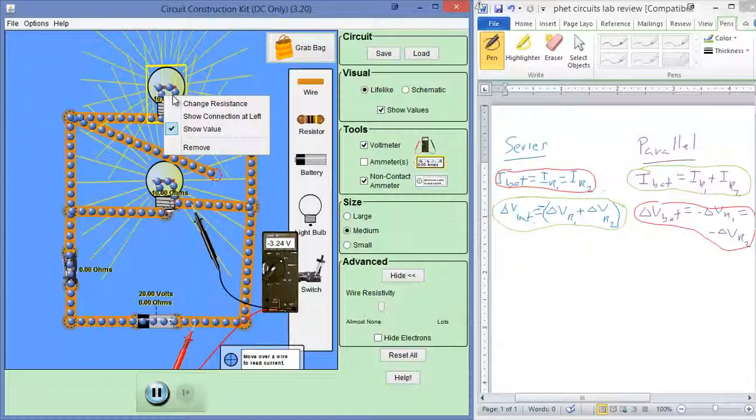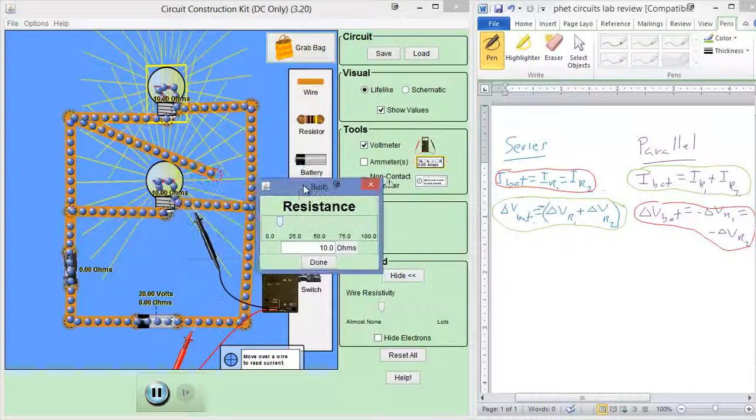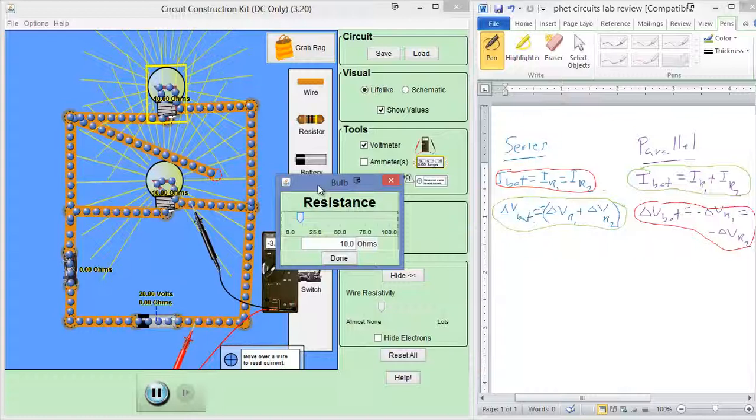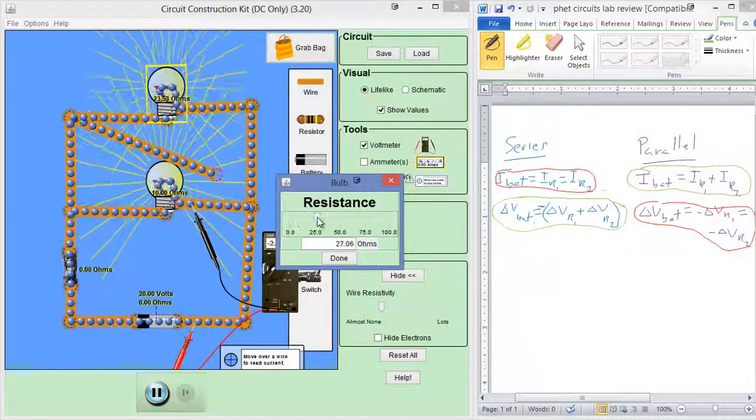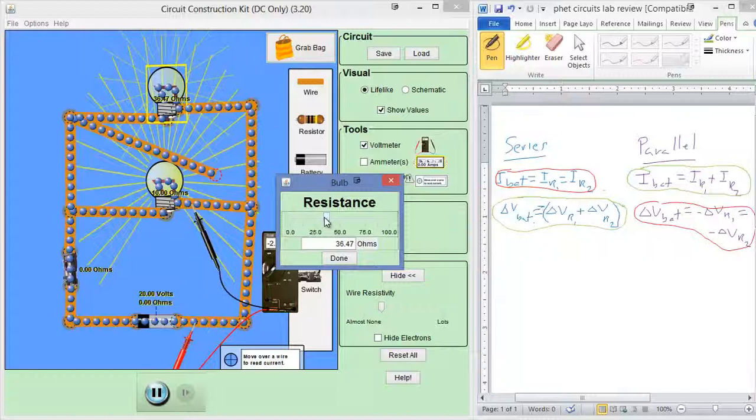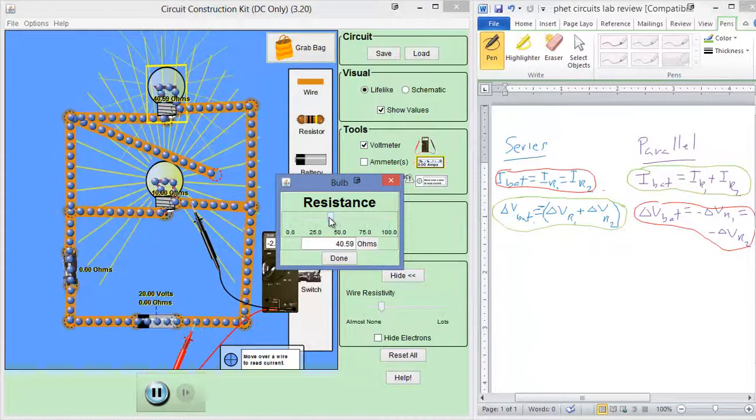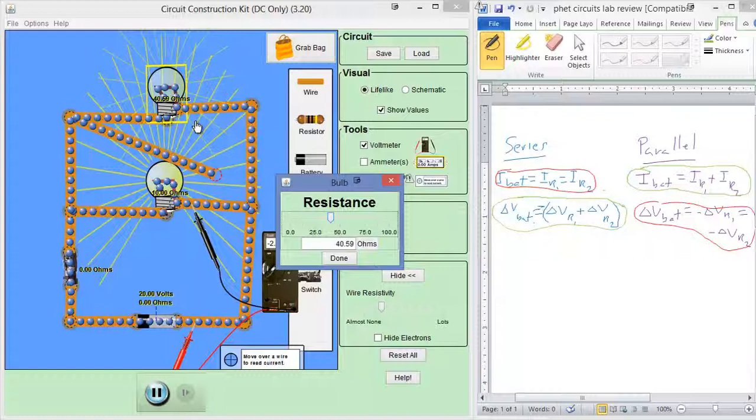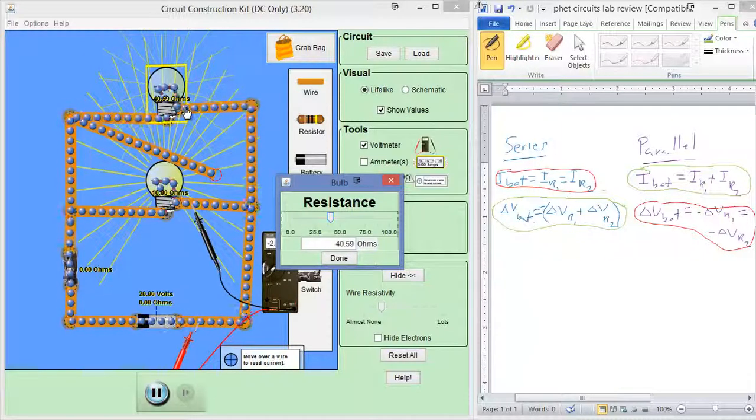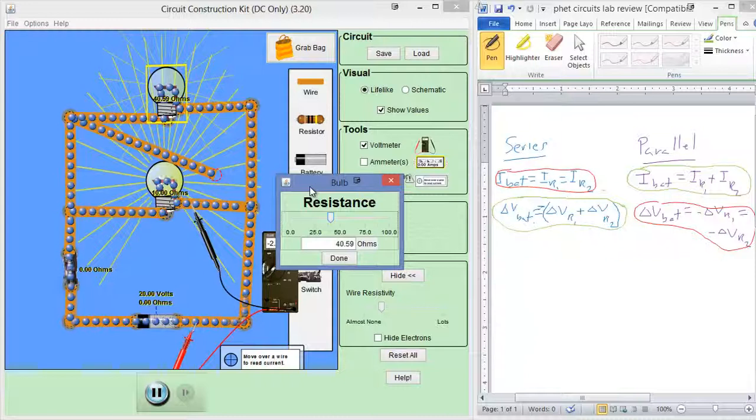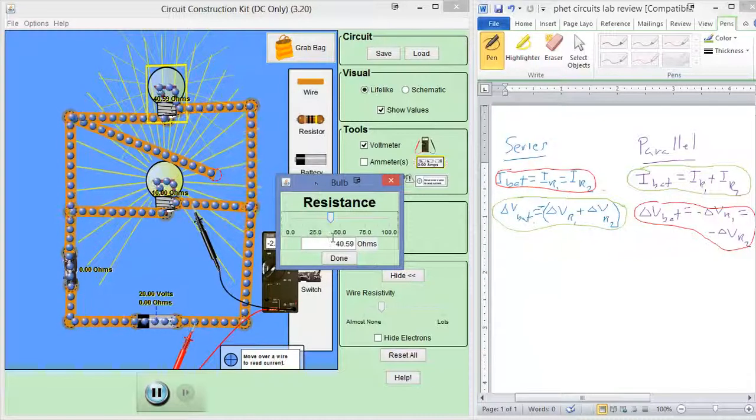Before I make the short, let's just adjust the resistance of this one here. As I increase its resistance, do you think it's going to get brighter or dimmer? Let's try it. I've increased the resistance to 40 ohms. So were you right that there's less current going through it? More resistance, less current. This is Ohm's law. Current and resistance are inversely proportional to each other.